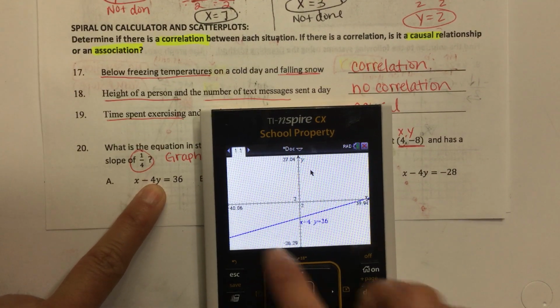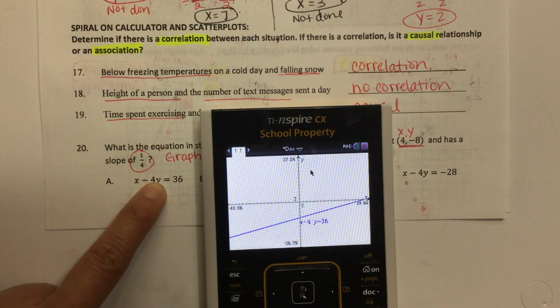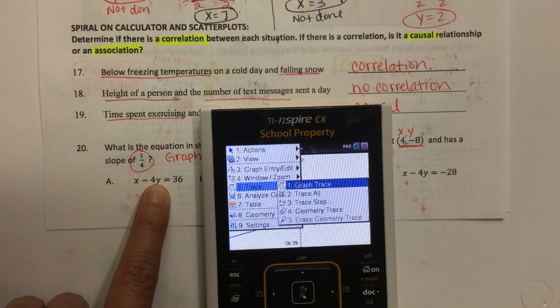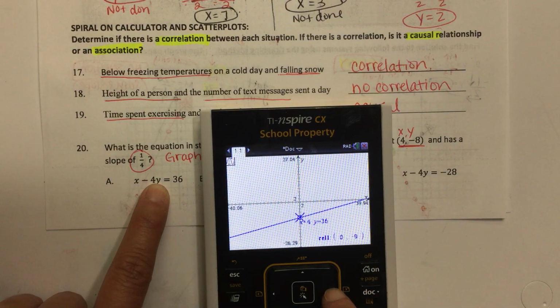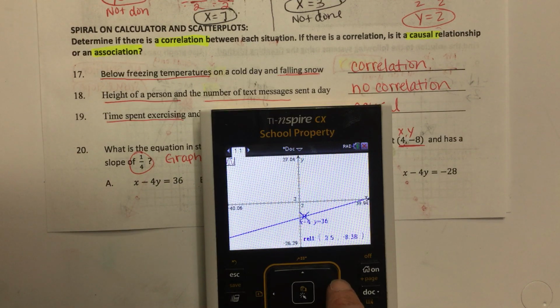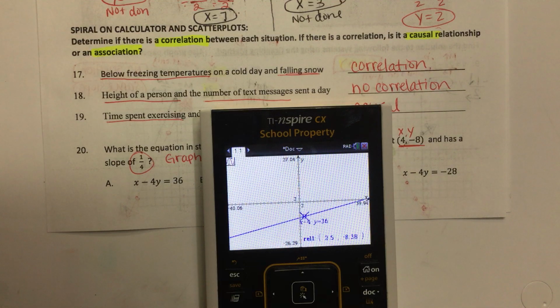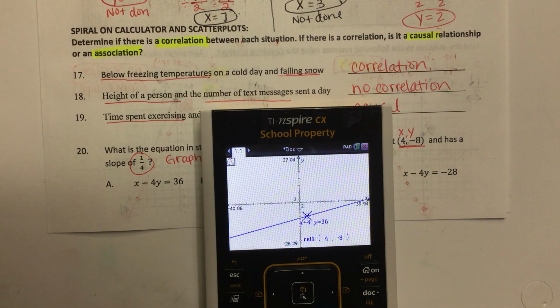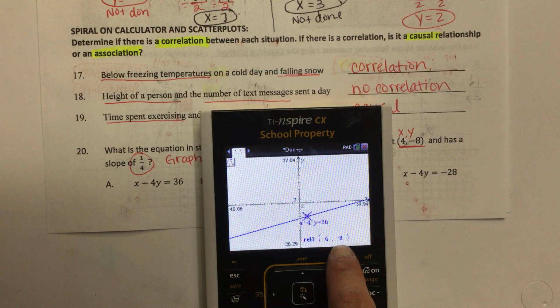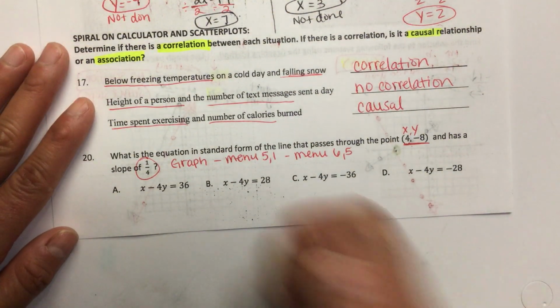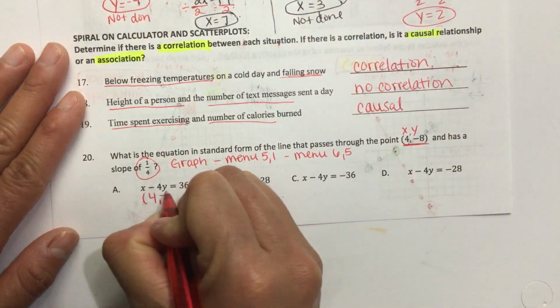The only way to check if that point is on the line is if you press menu 5-1. And this is almost like pulling up a table. All of your points are appearing at the bottom of your screen. If you want to go directly to the point 4, -8, you can just type the x value, x equals 4, and then press enter on your calculator. It takes you directly to that point.